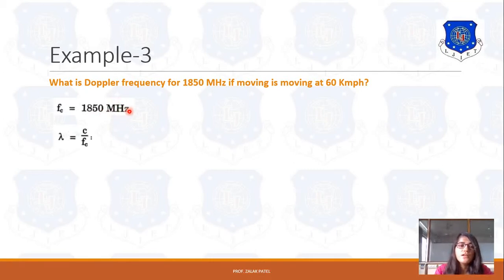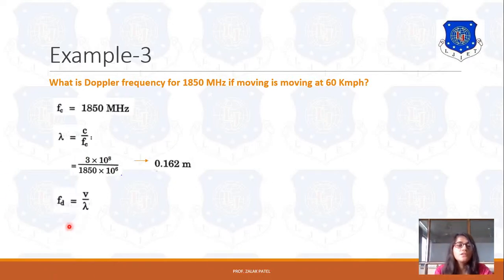So let's put the values. It becomes 3 into 10 raised to 8 upon 1850 into 10 raised to 6. If you divide these terms, you get the answer 0.162 meter. This is the wavelength of this carrier.